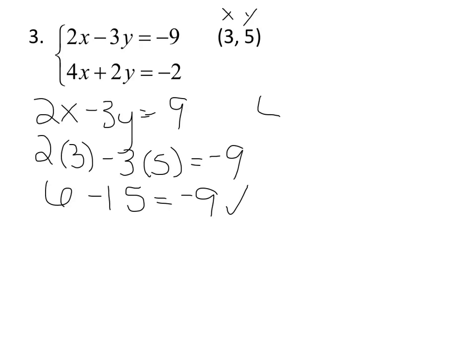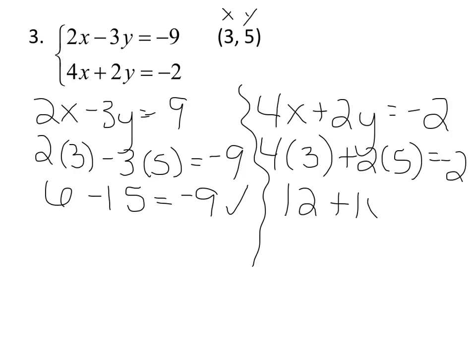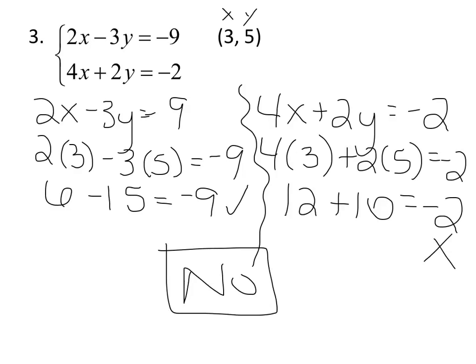And then over here we have 4x plus 2y equals negative 2. 4 times 3, do a little squiggle there so you don't get confused, plus 2 times 5 equals negative 2. This is 12 plus 10 equals negative 2. That is not true. So this is no. It is not a solution.